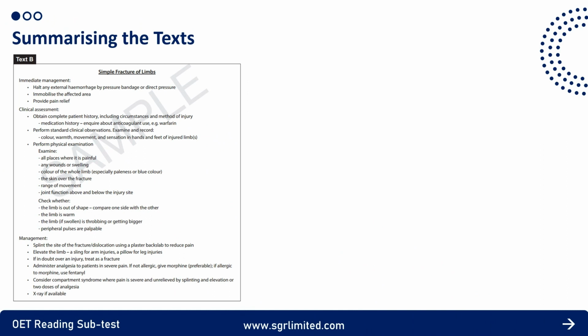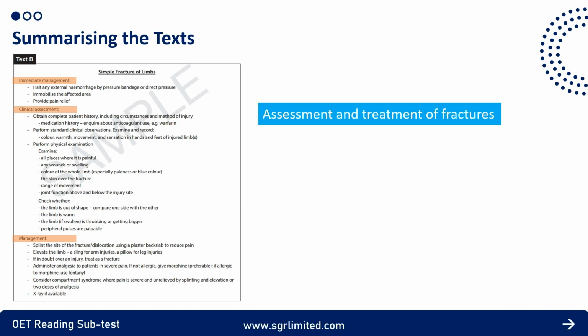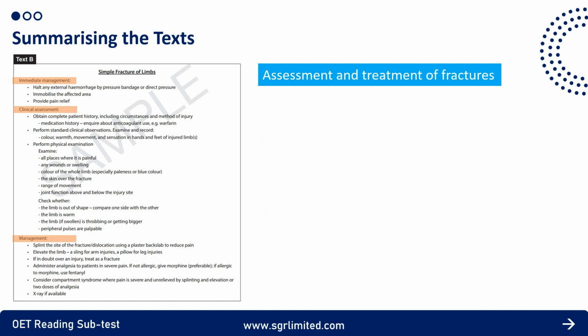In text B, we have a heading, simple fracture of limbs. The text also includes 3 subheadings, immediate management, clinical assessment, and another management. This tells us that the text B is all about how to assess and manage or treat fractured limbs.